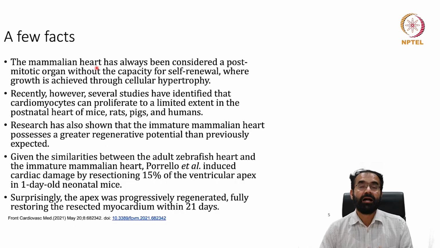The mammalian heart has always been considered a post-mitotic organ without the capacity of self-renewal, just like your neurons, which are considered post-mitotic, meaning done and dusted with the mitosis event. It will not enter the cell cycle, and growth is achieved through cellular hypertrophy. It doesn't increase in number, but it increases in the size of a given cell. That is called hypertrophy. Recently, however, several studies have identified that cardiomyocytes can proliferate to a limited extent in the postnatal heart of mice, not prenatal. Prenatal, naturally it can, but not adult.